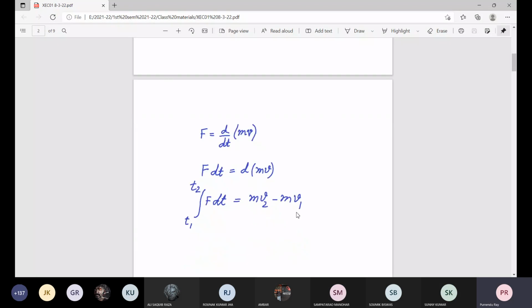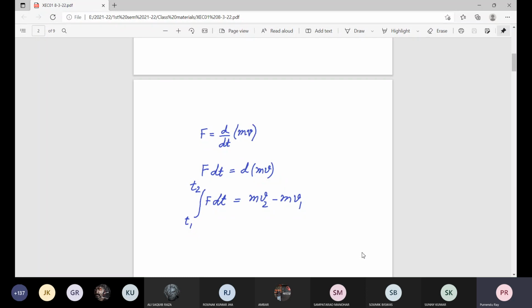Now the other form of that equation of motion that we told, one is the work energy, the other is this form. Now this popular form you know from your schools. What is the name of this form? Impulse. Impulse momentum theorem.